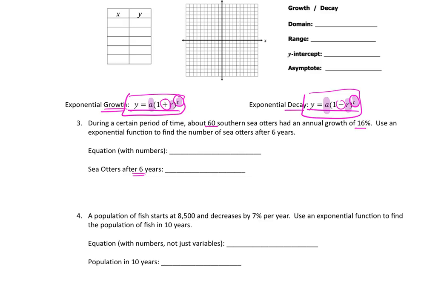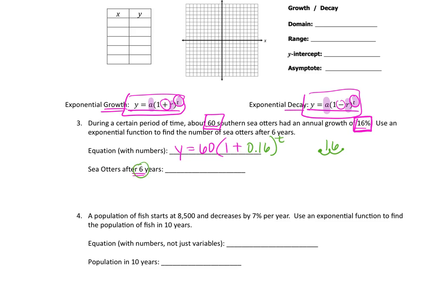So this equation would be y equals, remember A is your starting amount, so that's 60, and then it's 1 plus, think about how you write 16% as a rate, as a decimal. So if it's 16%, your decimal point is here. A percent means we divide by 100. So that's going to move us 2 places to the left. So this is 0.16 to the t power.